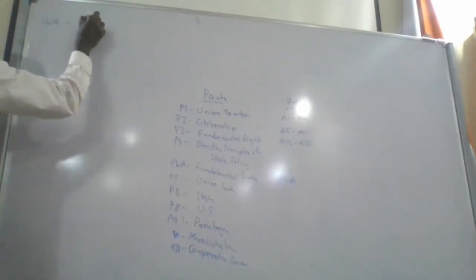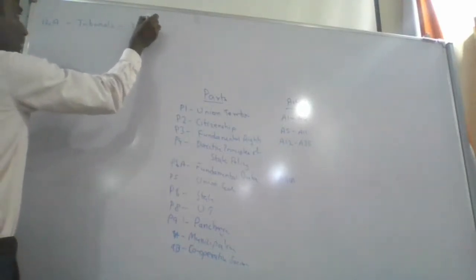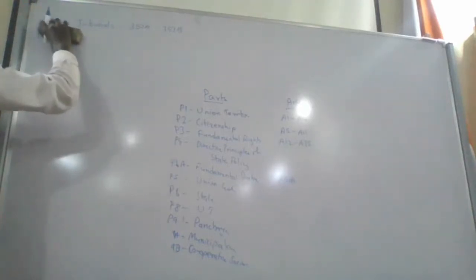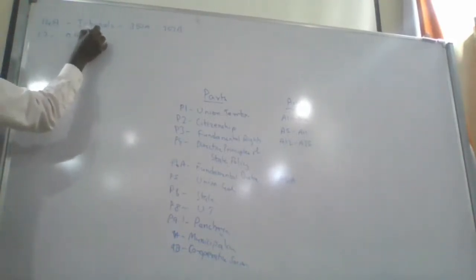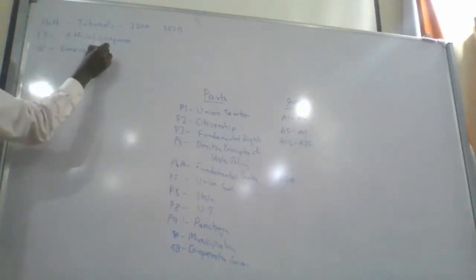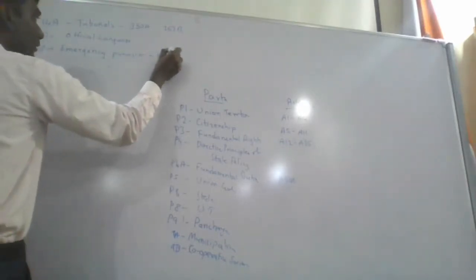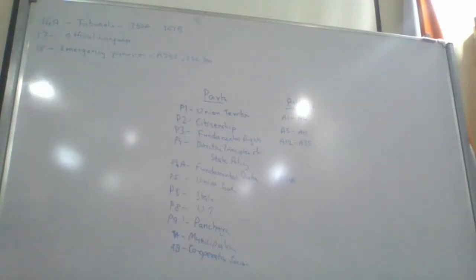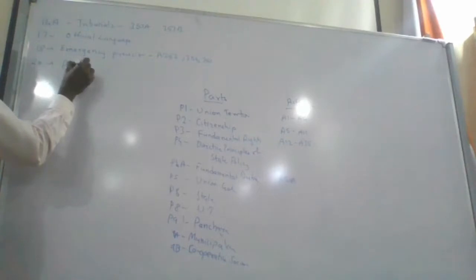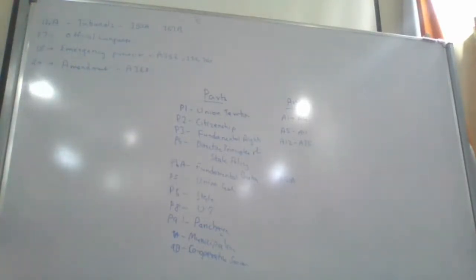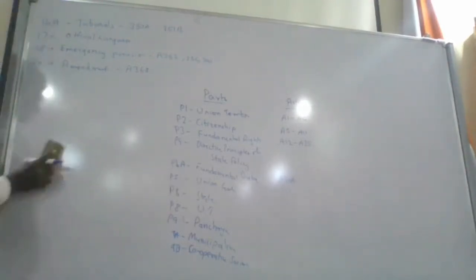Next, moving ahead, Part number 14A, Tribunals, Article 323A and 323B. Next, Part number 17, Official Languages. Part number 18, Emergency Provision, Article 352, 356 and 360. Next, Part number 20, Amendment, Article 368.